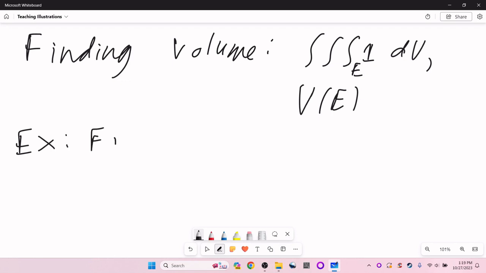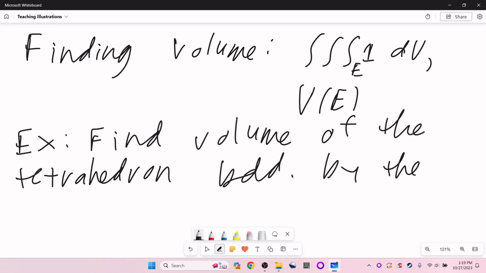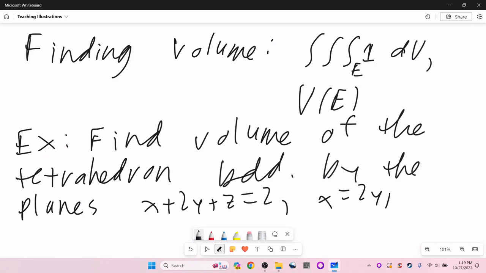All right, so let's find the volume of the tetrahedron bounded by the planes x plus 2y plus z equals 2, x equals 2y, x equals 0, and z equals 0. All right, feel free to erase.